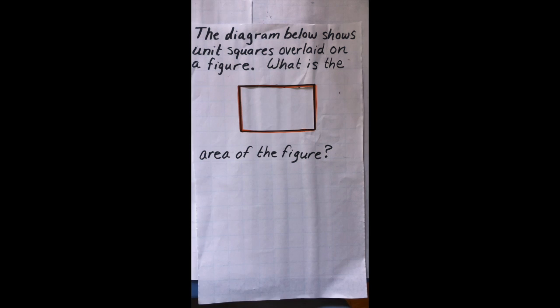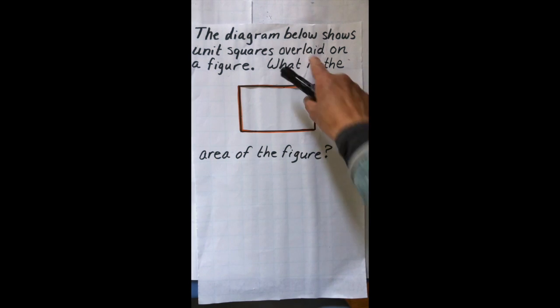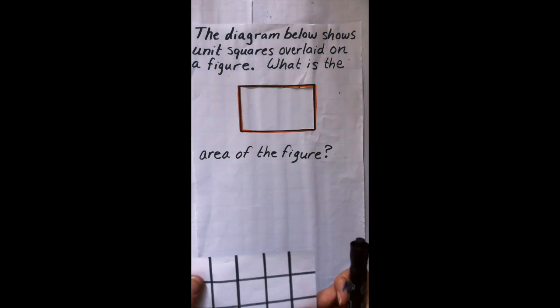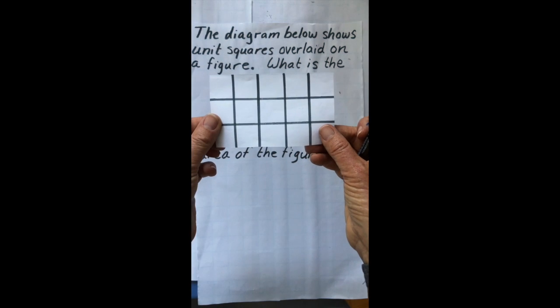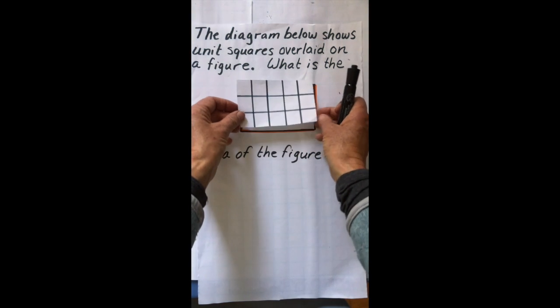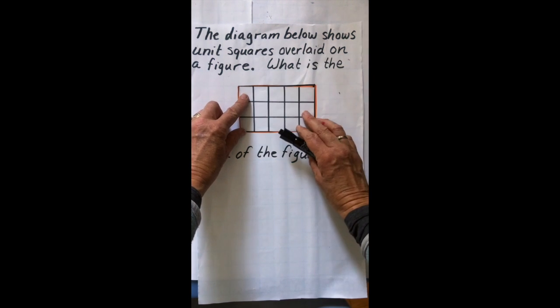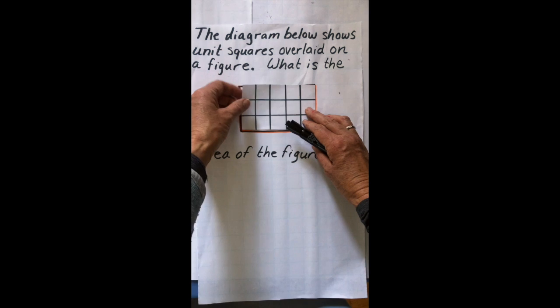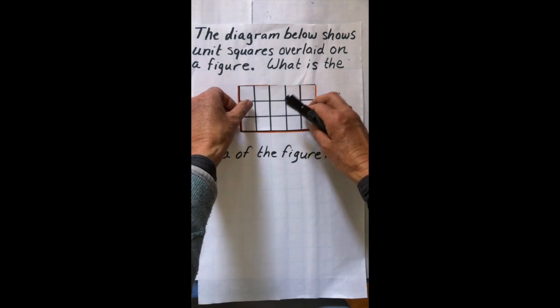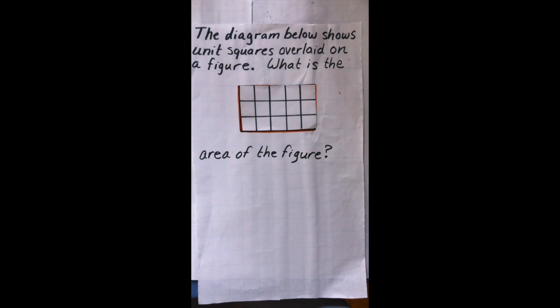The next question would be, the diagram below shows unit squares overlaid on a figure. What is the area of the figure? First off, I think this word overlaid can be really confusing. What it means is the diagram below shows unit squares overlaid, so I'm going to overlay these unit squares on the figure. That's kind of what it means. Sometimes they'll just draw it and tell you they were already there. Okay? So then it says, what is the area of the figure?